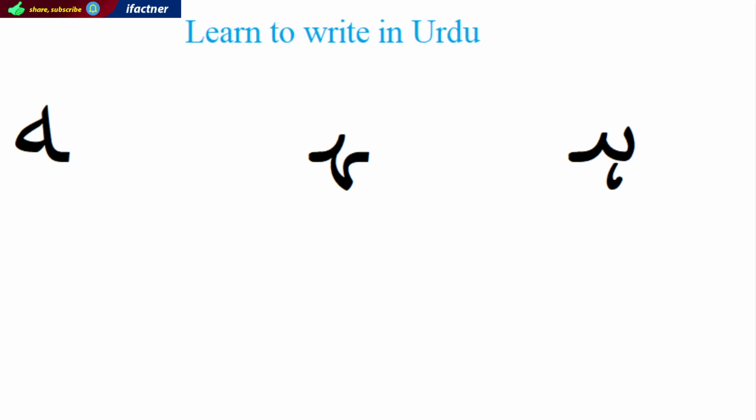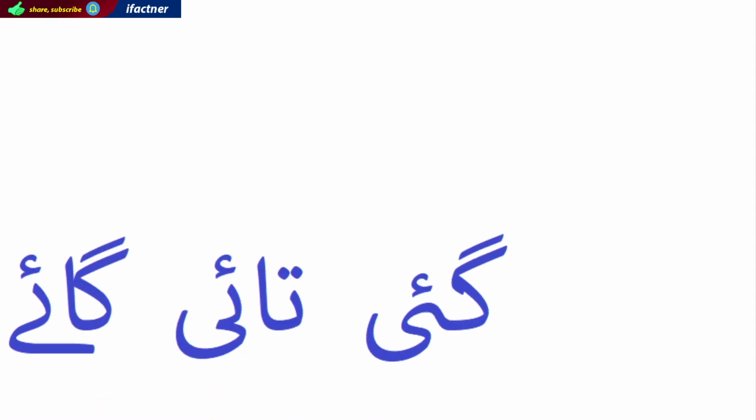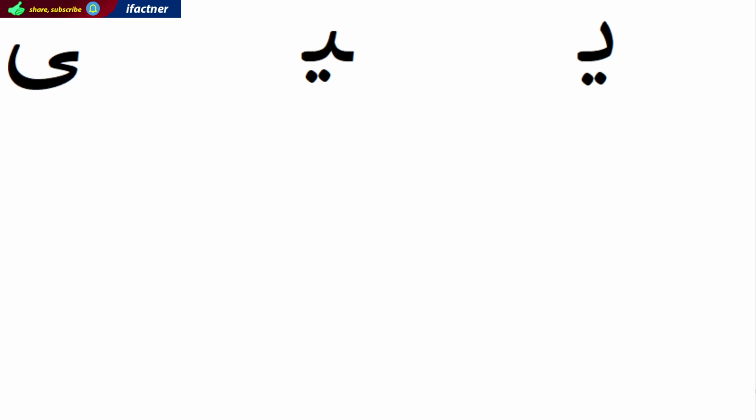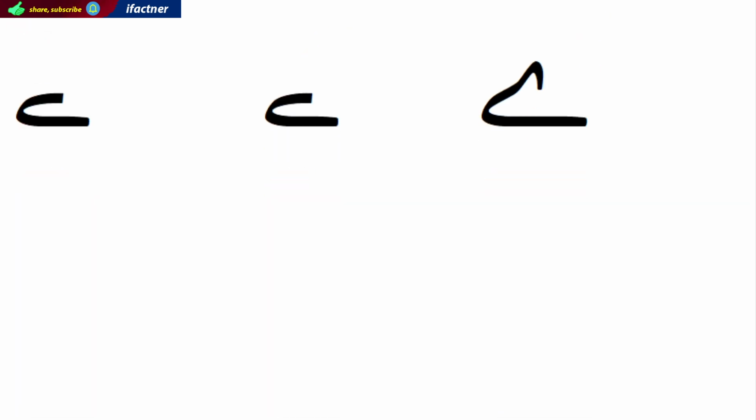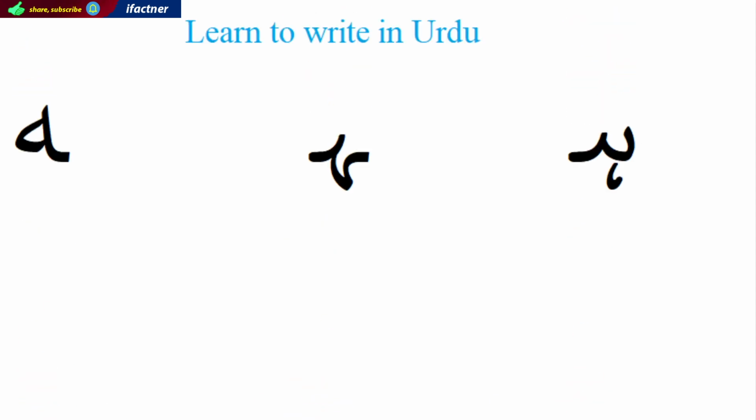Ladies and gentlemen, in this Ifactner's learning video tutorial, we will learn to write different Urdu characters of the Urdu alphabet. They include Hey, Do Chashmi Hey, Hamza, Chotiya, and Beri. Let's start our tutorial.